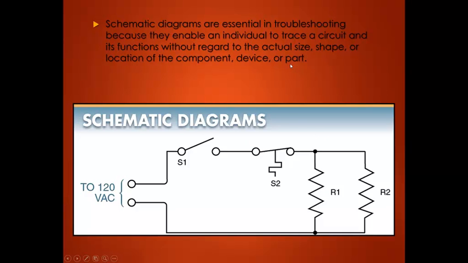Schematic diagrams are essential in troubleshooting because they enable an individual to trace a circuit and its functions without regard to the actual size, shape, or location of the component, device, or part. So this is a schematic diagram of the exact same waffle iron on the last page. We have a switch, temperature switch, resistors representing heating elements, and then we have our power source. So it's just another way of representing the same thing.